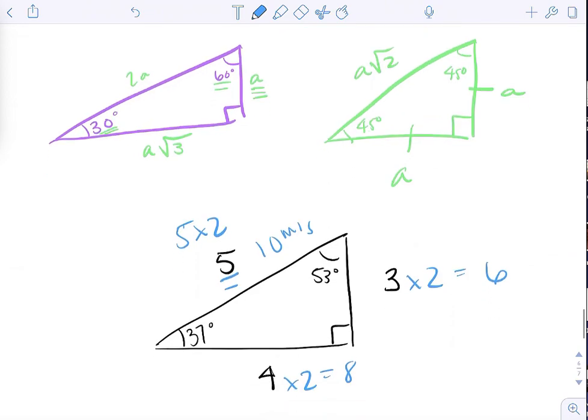So that's just a trick you can use sometimes. Only when you see these specific angles can you assume all of these little tricks and maybe get out of doing trig for a problem. All right, that's one of them.